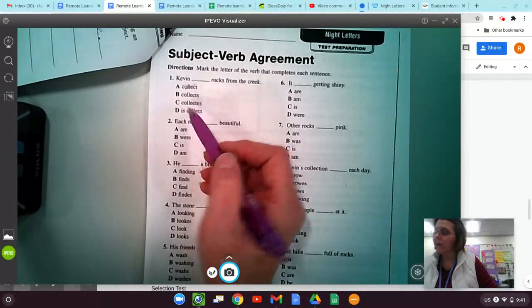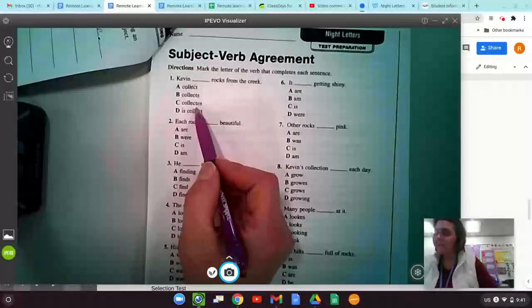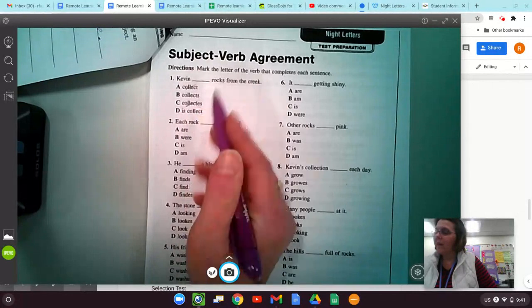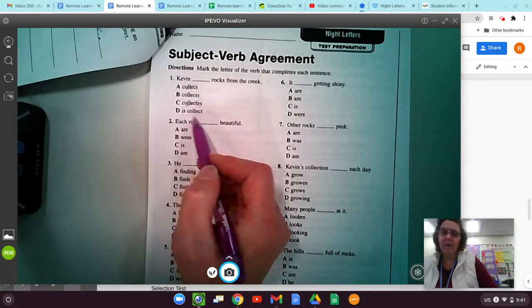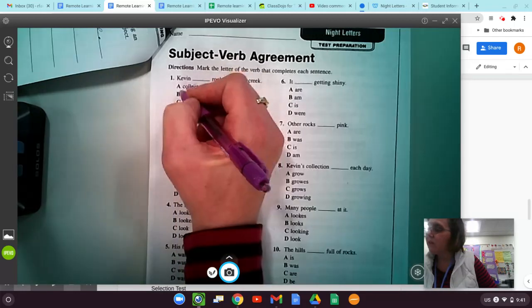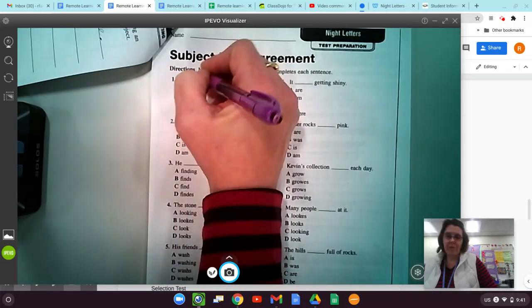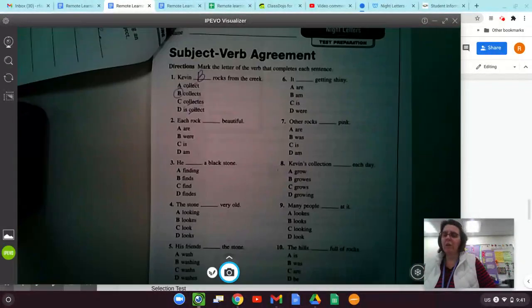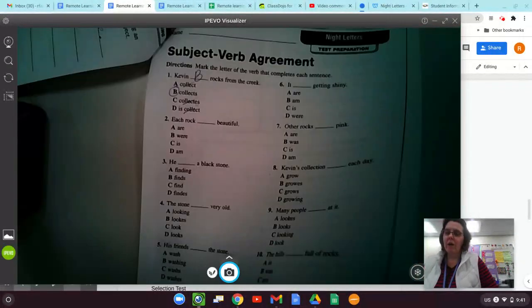Let's check. Kevin collects. Do we need ES? No. Kevin is collect rocks from the creek. Does that sound right? No. So the correct answer is B. Alrighty. Go ahead. I want you to finish that page. We're going to take a quick peek at the last page. If you want to pause the video, go ahead.